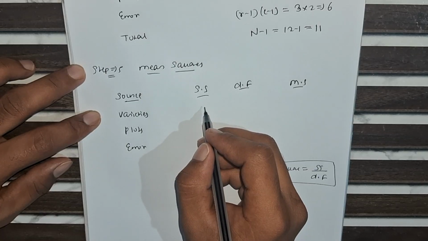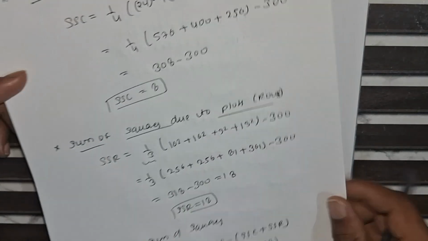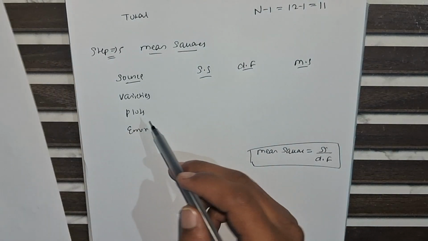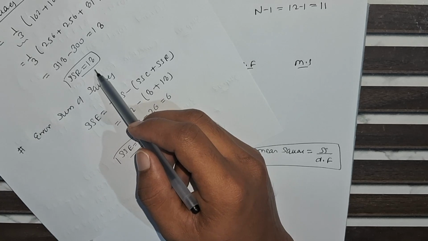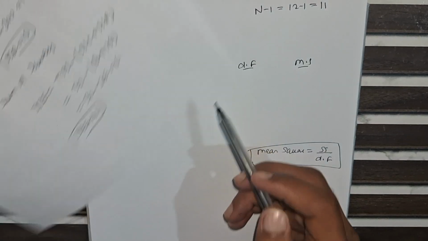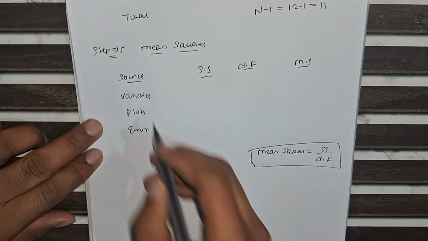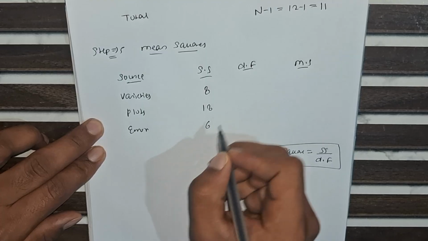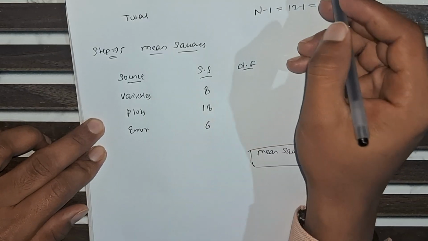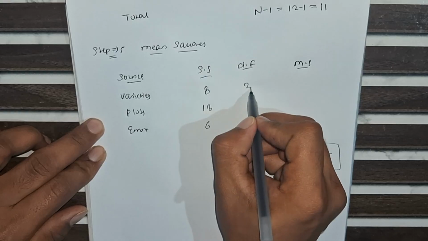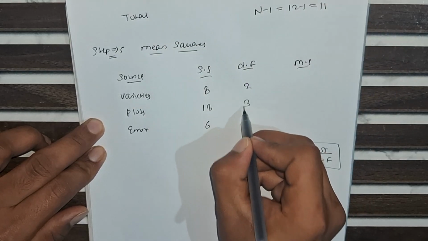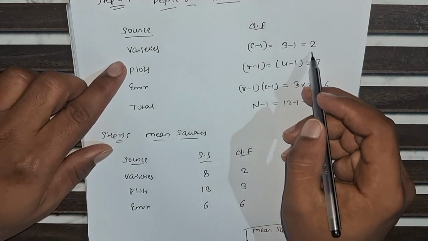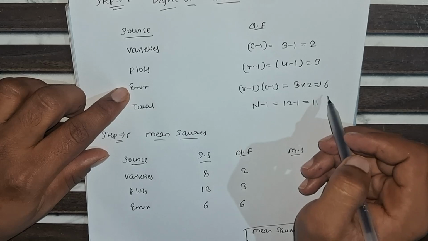So what is the sum of square for varieties? Sum of square for varieties, the column, equals 8, plots, meaning rows, equals 18, and for error the sum of square equals 6. And the degree of freedom we already calculated: for variety it is 2, for plots it is 3, and for error it is 6.